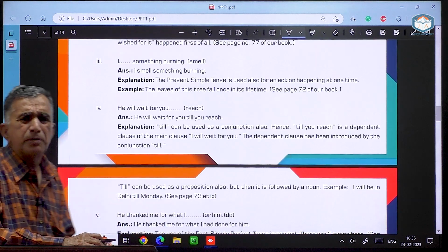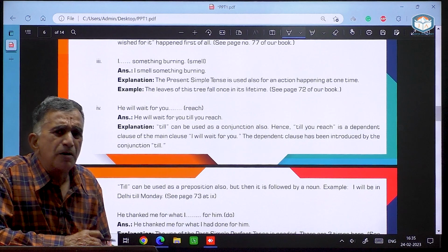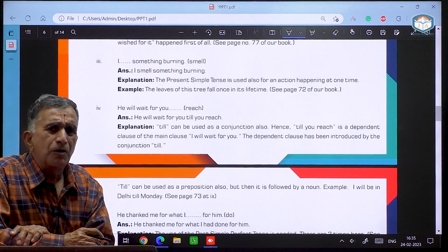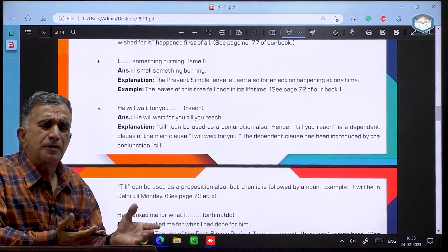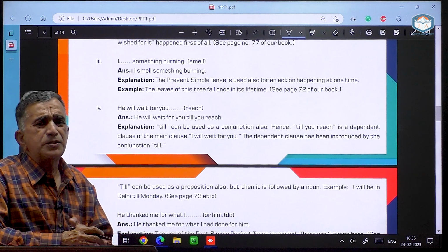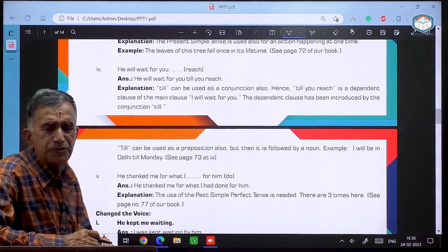I smell something burning. We can use the present simple tense for one act also. The leaves of this tree fall once. We can use present simple tense for one act also. I'll wait for you till you reach.